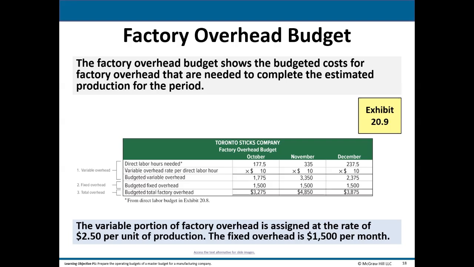The thing I would tell you to pay attention to here is notice that we calculated the budgeted variable overhead based on the rate per direct labor hour. It's not the rate per unit. So you'll notice down here there's a little comment that says the variable portion of factory overhead is assigned at $250, but that's because that's $250 per unit of production. And like we said, we'll talk about the overhead in more detail in the next chapter.